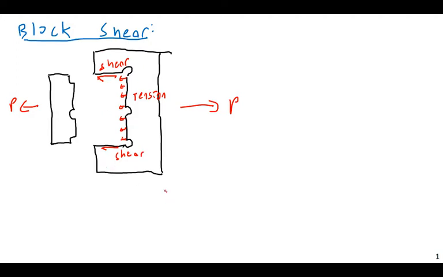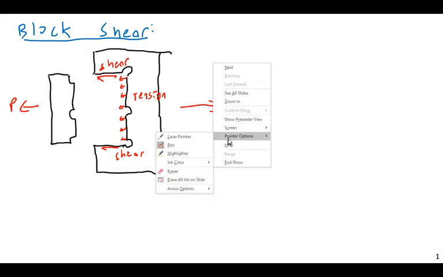Okay, so again, I have a combination of shearing and tension. So if we are calculating our capacity in block shear, we're going to have to consider both the force required to shear this plane, the force required to shear this plane, and the force required to make this plane fail in tension. Okay, so let's look at some notes on this.